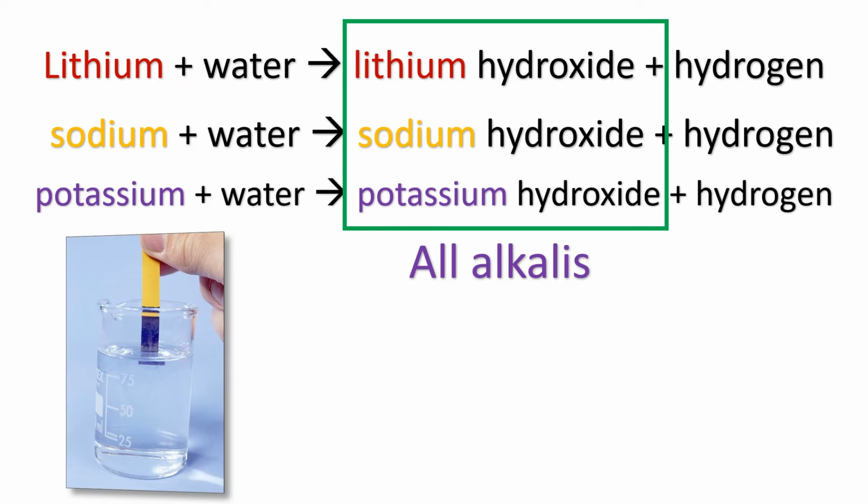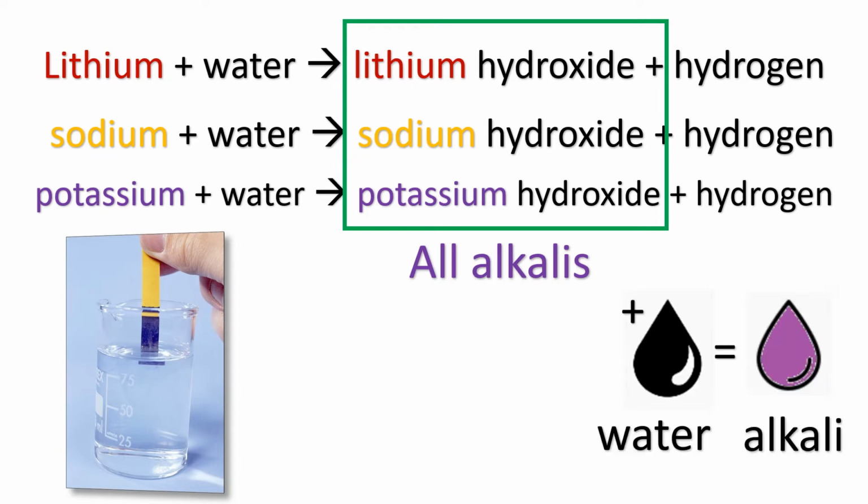So if I'd put universal indicator, that lovely colour changing liquid, in the water when I finished doing these experiments, it would be this lovely purple colour. They're all alkalis. So another thing you need to know about the alkali metals is that when you add them to water, you're going to make an alkali.